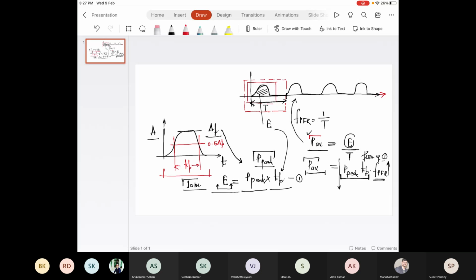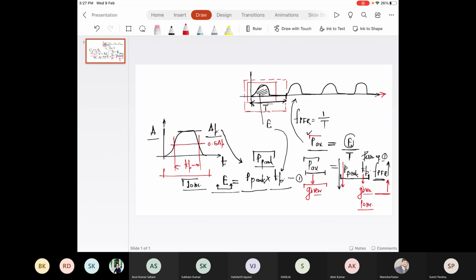Just see, if the average power is given, then if you increase this pulse firing rate, and if Tp is also given, let's say 10 nanosecond, then what will happen? This peak power will decrease, because this parameter is given, we are considering it constant.